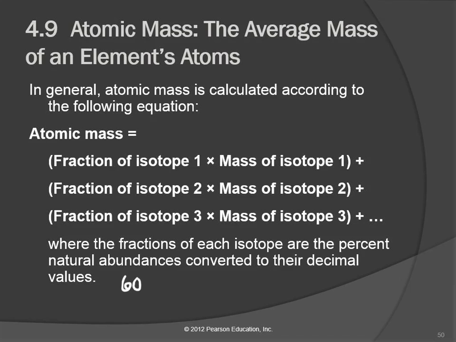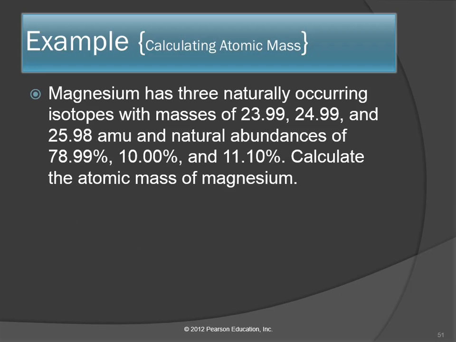So 60% is equivalent to 0.60. It's 60 out of 100, right? Percent means per 100. So 60% means 60 things per 100 things. Well, if you take 60 and divide by 100, you get 0.60. Okay, so that's how we're doing that. Let's do an example.